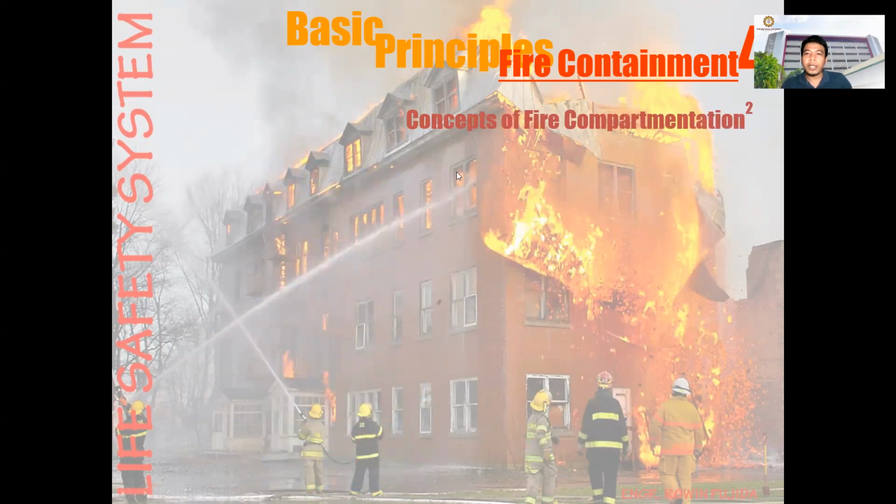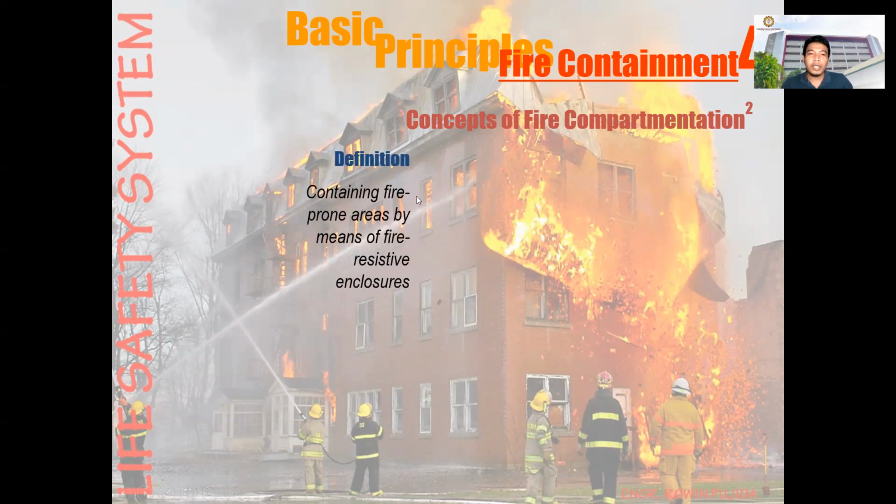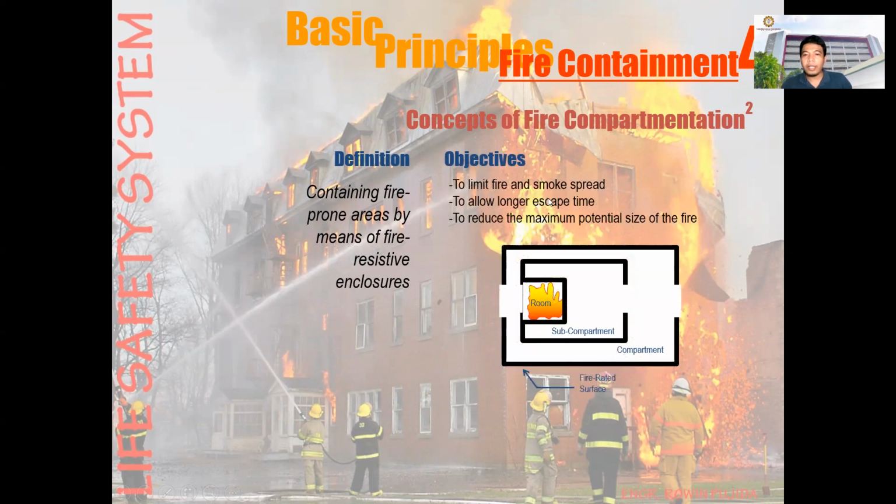Next is the concept of fire compartmentation. For the definition, containing fire-prone areas by means of fire-resistant enclosure. Objective: to limit fire and smoke spread, to allow longer escape time, and to reduce the maximum potential size of the fire. So you have the first compartment or a room, the next compartment, that is the sub-compartment, and the last room, that is the compartment. It should be fire-rated.